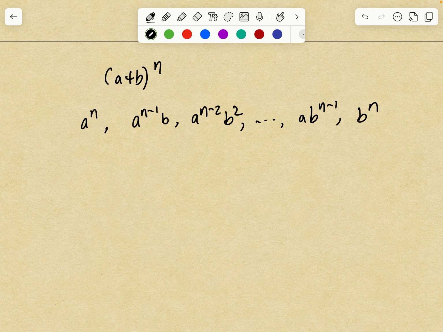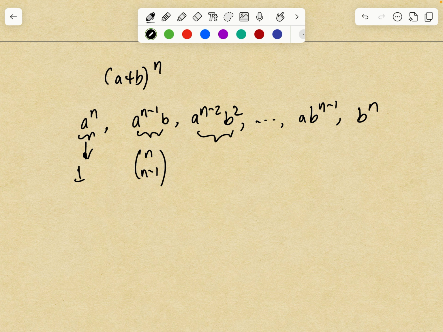Well, we've seen that it's just the number of ways to pick that number of a's, the number being the exponent. So for instance, in the case of a to the nth power, you have to pick n a's, so there's only 1. For a to the n minus 1 times b, there are n choose n minus 1 ways to pick the a.